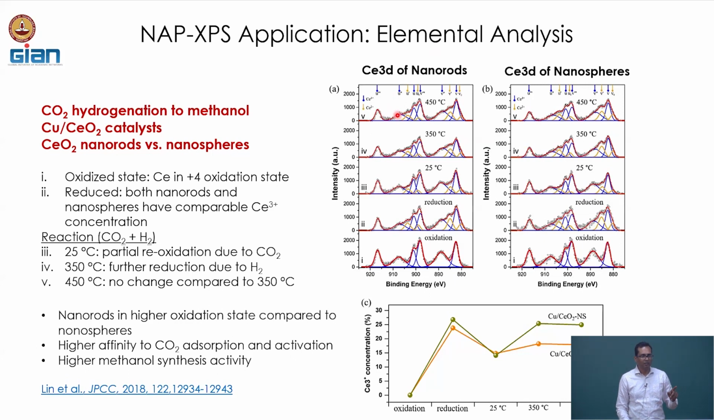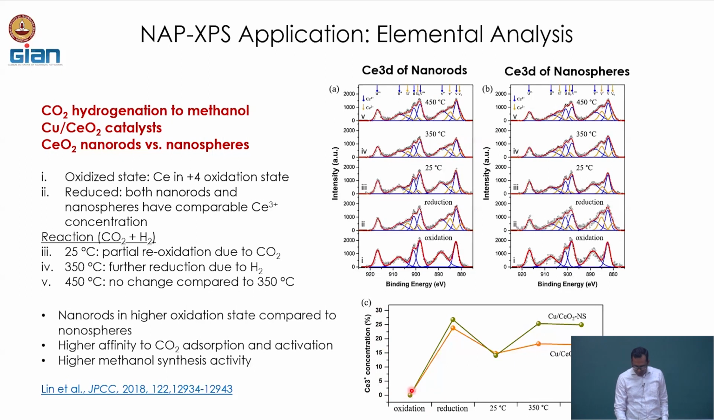Like I said, XPS can be quantitative in nature. And we are comparing the nanorods to the nanospheres, and it is shown in this one. So on the x-axis we have the different conditions which are followed here. On the y-axis we have the concentration of cerium 3+, which is the reduced phase of cerium.